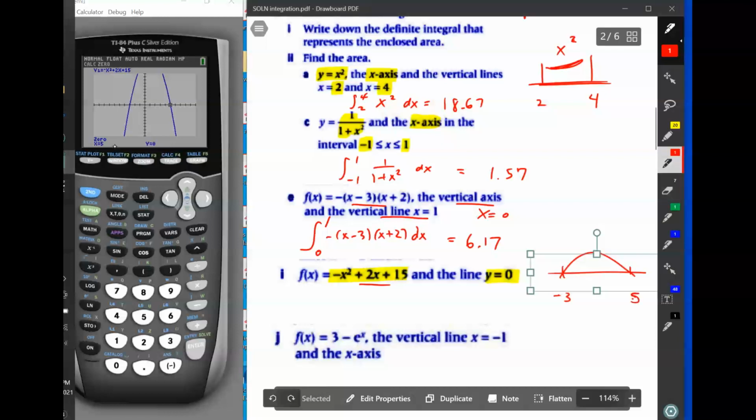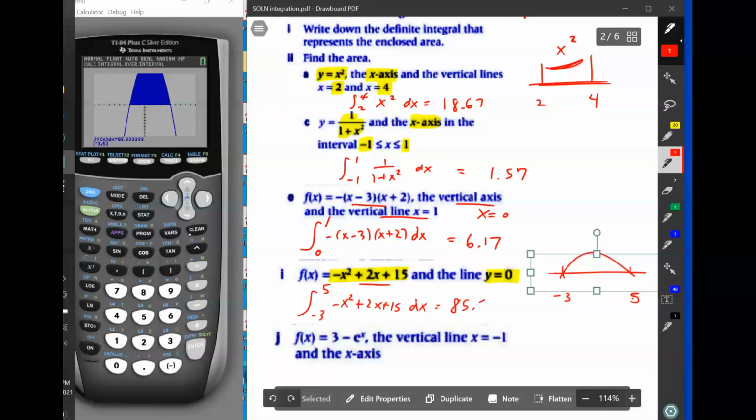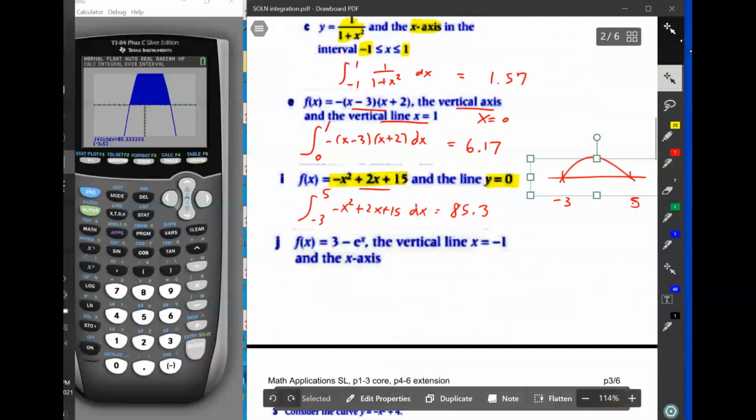Okay, so the left edge is negative 3. And the right edge is 5, and the function itself is negative x squared plus 2x plus 15. Okay, and so if we do second calc, integrate, number 7, we could just type in for the lower limit negative 3, and then for the right edge we put 5, and it's going to color it in perfectly. And then we'll get that the answer is 85.3. It's actually 85.3333, but 3 significant figures, right? Okay, last one.